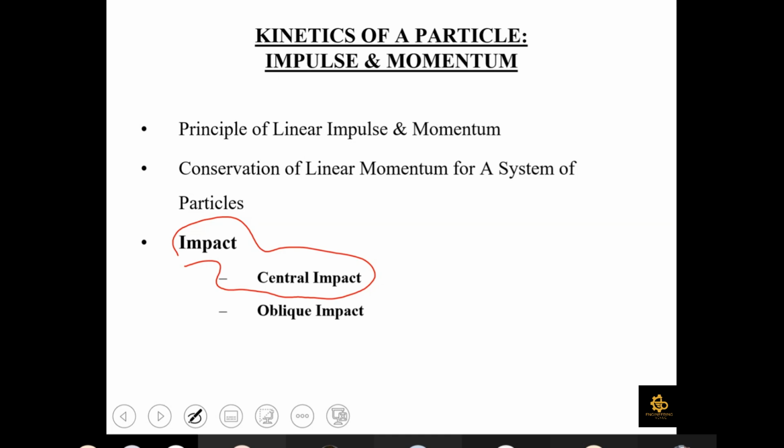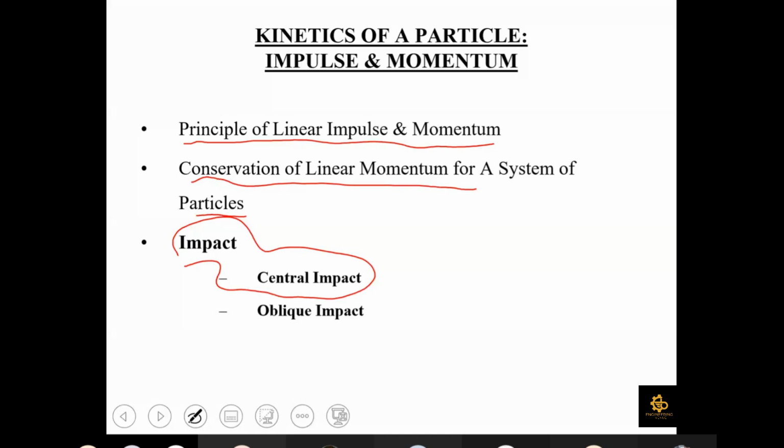Initially, we covered the topic of principle of impulse and momentum, which states that the initial momentum of a particle plus the sum of all the impulses acting on the particle from time t1 to t2 should be equal to the final momentum of the particle. Then in the next topic, the conservation of momentum principle, we considered the interaction between two particles, since the conservation of momentum principle is always applied when two particles interact or collide with each other.